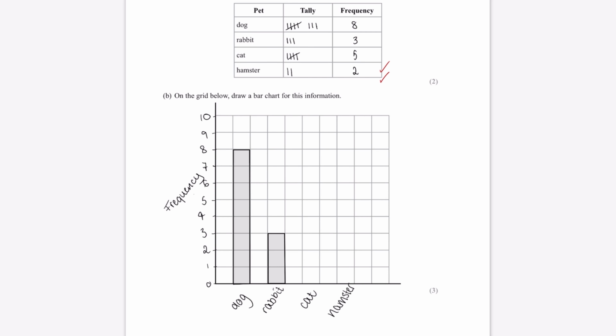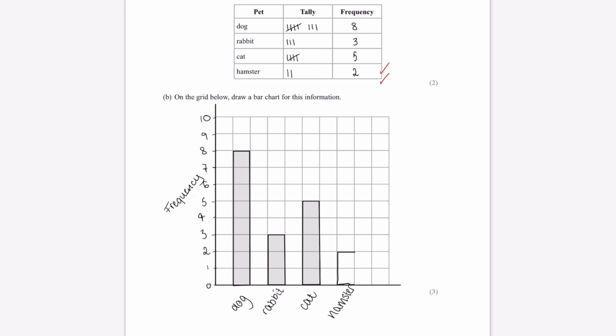Next the frequency for cats is 5. So our bar should look something like this. And then finally, the frequency for hamsters is 2. So our bar should look something like this.